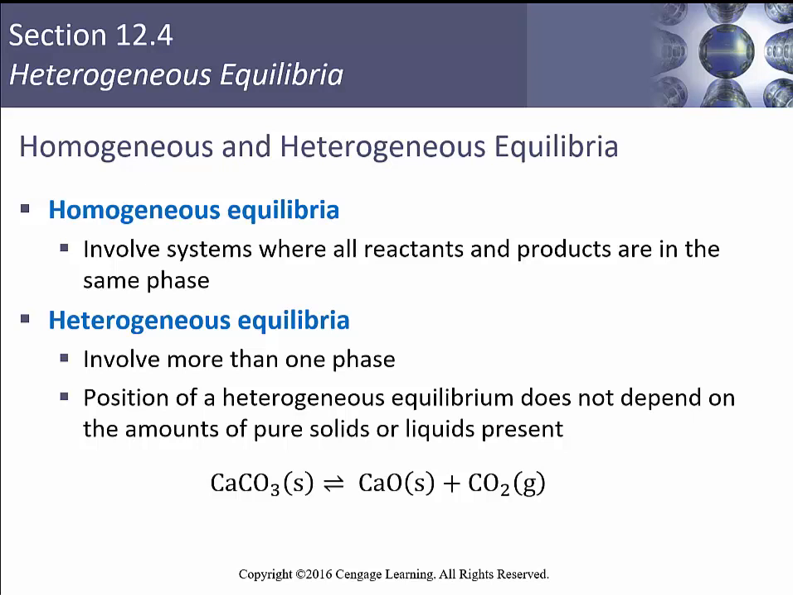Section 12.4, Heterogeneous Equilibria. Homogeneous and heterogeneous equilibria. Homogeneous equilibria involve systems where all the reactants are in the same phase, and heterogeneous equilibria involve more than one phase. Right? So, for example, if you've got calcium carbonate as a solid, and it produces calcium oxide and CO2 as a gas, that's heterogeneous.